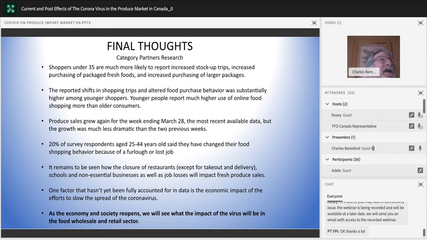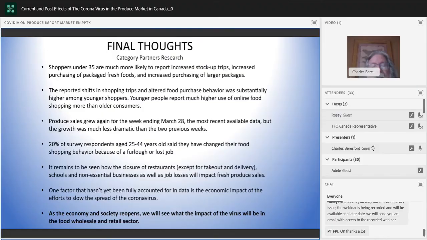One factor that hasn't been fully accounted for in data is the economic impact of the efforts to slow the spread of the coronavirus. We're going to be very impacted by the financial situation, so be prepared yourselves and be prepared to sell product for less than what you thought, but get it going. Take it as a service. I mean, you don't have to donate your food, but go at a very low margin so you can sell and help people that have less money. We are at a point now that we have to think of helping each other in this world, right? So let's make a reasonable profit.